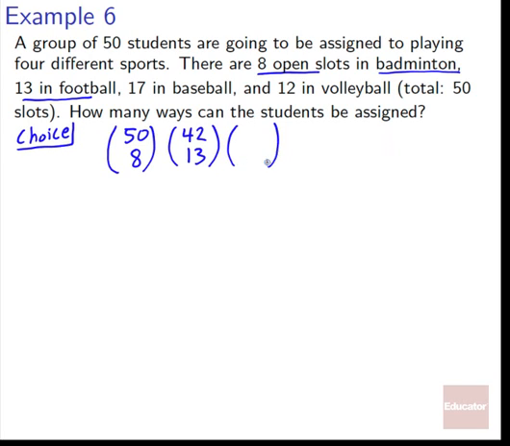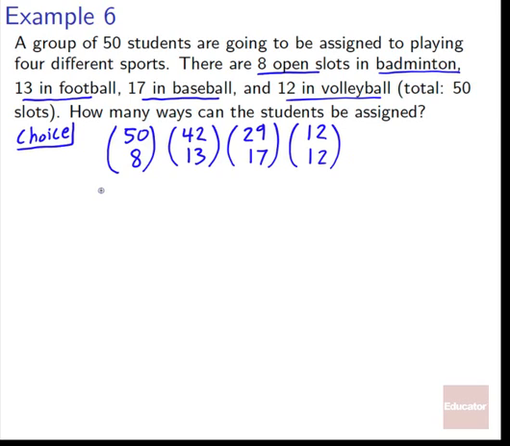Next, let's look at how many we can put into baseball. Once again, we have to reduce the student pool that's left by how many people we've already put in for other things. We already had 13 go into football from 42, so 42 minus 13 becomes 29, and now we are choosing 17 for baseball. And finally, 12 for volleyball. 29 minus 17 means we have 12 students left, and of course every single one of them is automatically going to be chosen for volleyball. Choosing 12 students out of 12, every one of them has to go into volleyball because they're the group left over.